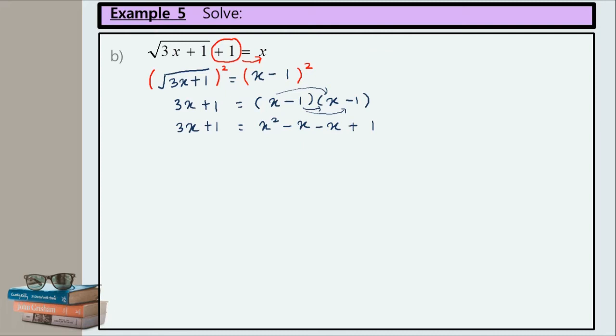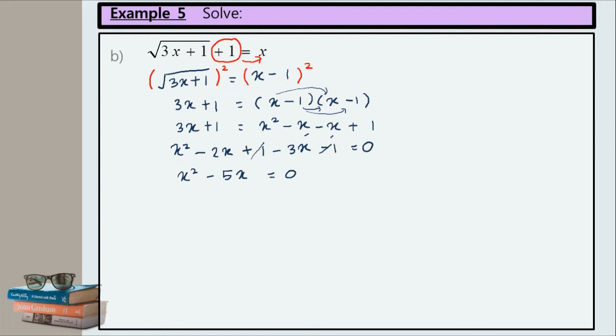rearrange first. So, x squared minus x minus 2x plus 1. Okay, 3x plus 1 kita transfer ke one side. So, minus 3x minus 1 equal to 0. So, simplify x squared minus 2x minus 3x minus 5x plus 1 minus 1, done.